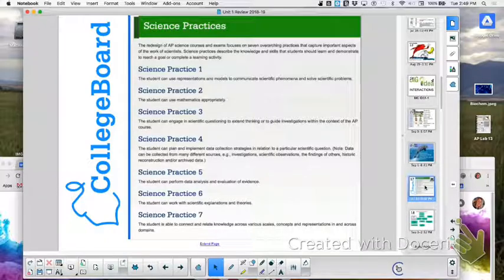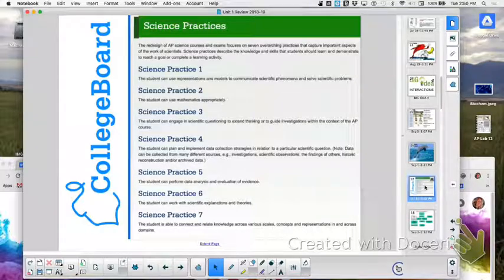A student can use mathematics appropriately. Chi-square, exactly. A student can engage in scientific questioning, to extend thinking and to guide investigations within the context of the AP course. The student can plan and implement data collection strategies. Data table. Yeah. In relation to a particular scientific question. A student can perform data analysis and evaluation of evidence. The student can work with scientific explanations and theories.